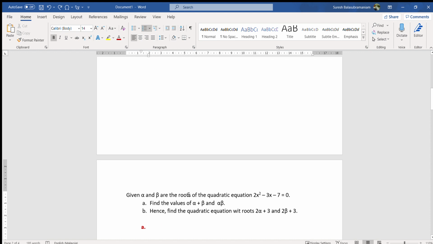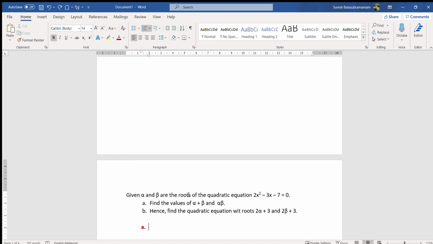Okay, given alpha and beta are the roots of the quadratic equation 2x squared minus 3x minus 7 equals 0, find the values of alpha plus beta and alpha beta.